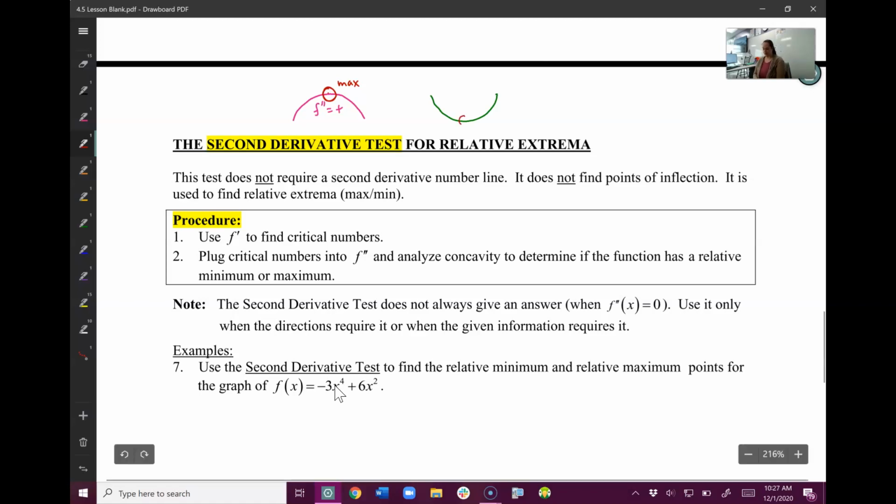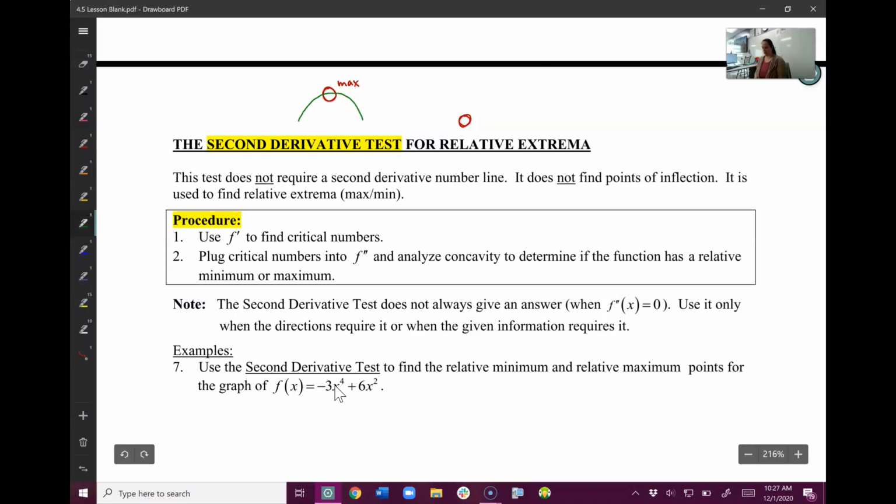Same thing here. If I have a critical number here and I find that the second derivative is negative, then that's probably going to be a min because it's concave down, so that's going to be a minimum right there. All right, totally got that wrong. This is concave down. This is concave up. Let me try that again.